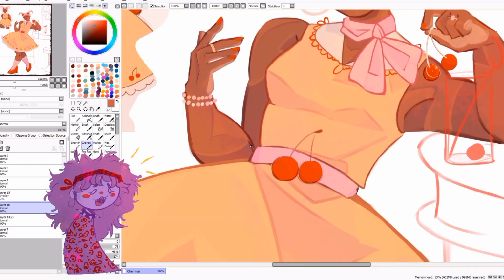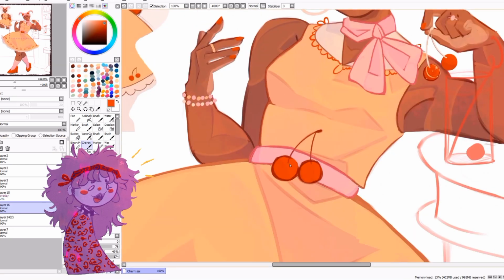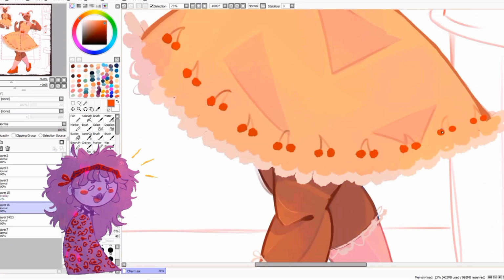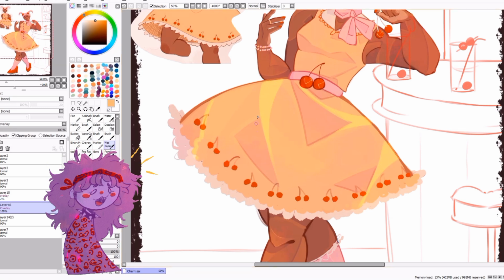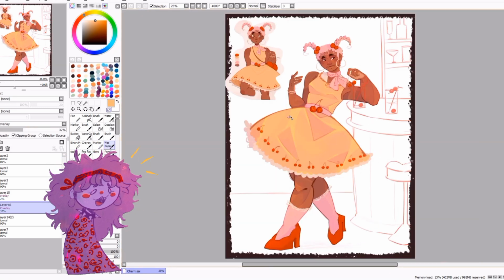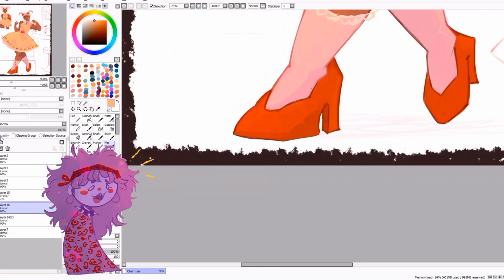Which brings me to a fun fact. Cherri's color palette was based off of a specific kind of cherry that I really like, so that her color palette wouldn't be limited to just red. But also, if you look really good at it, that was also intentional.